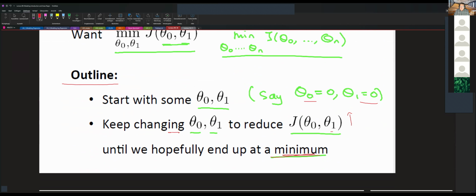We could start with 0. You asked me last time, what would be good start values? Well, 0 could be a good start value. The start value is just a random start value, with no idea. We have no idea. Then we keep changing them to reduce the cost function. We're going to change the values to reduce it until we hopefully end up at the minimum.